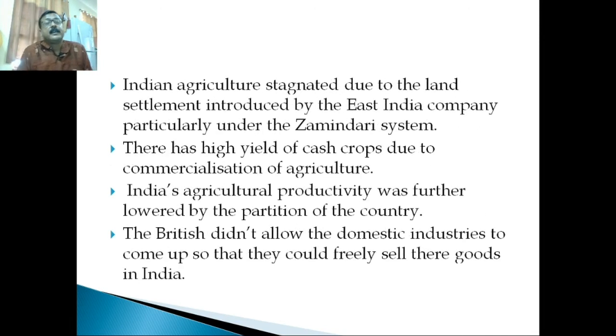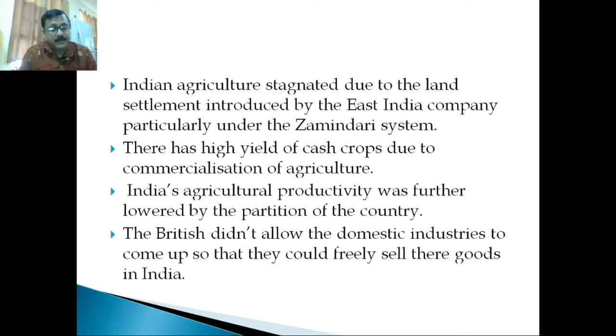The next is that Indian agriculture stagnated due to the land settlement introduced by the East India Company, particularly under the Zamindari system. The British promoted the Zamindari system in order to reduce their involvement in the administration, and they directly collected taxes from the Zamindars, who in turn pressurized their tenants, their subjects, for the collection of taxes. There was high yield of cash crops due to the commercialization of agriculture.